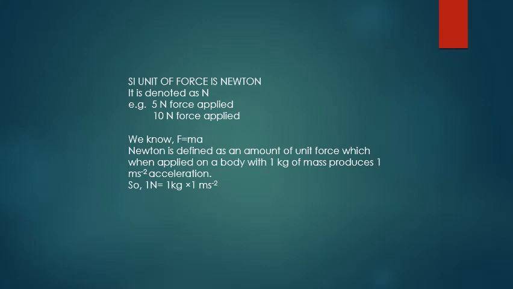In exams they will ask you to define Newton, or 1 Newton, or the SI unit of force. So Newton can be defined as the amount of force which, when applied on a body with 1 kg of mass, produces 1 meter per second square acceleration. So 1 Newton equals 1 kg into 1 meter per second square.